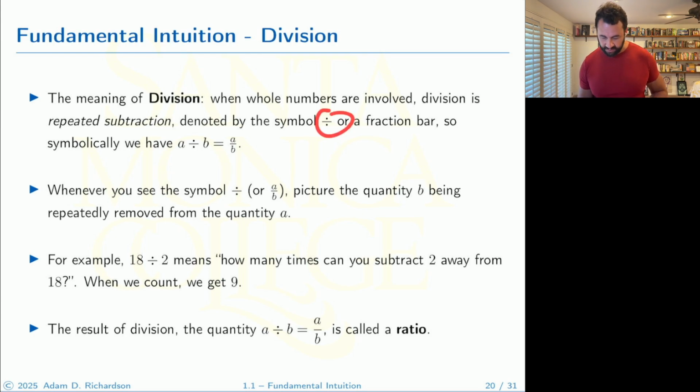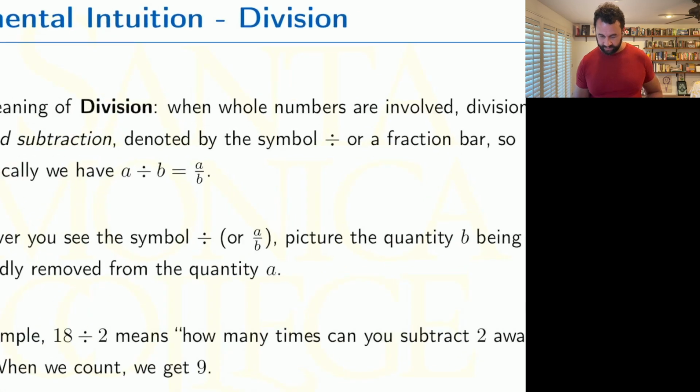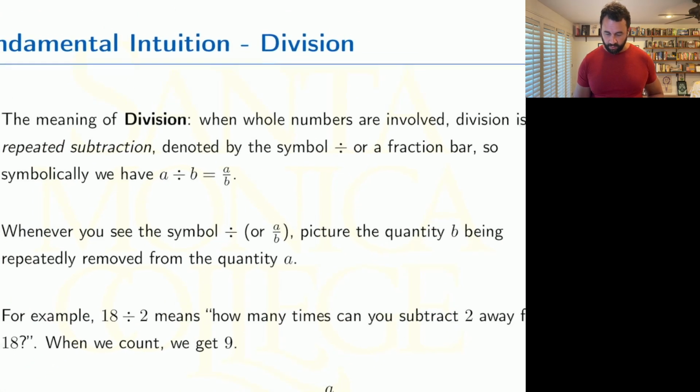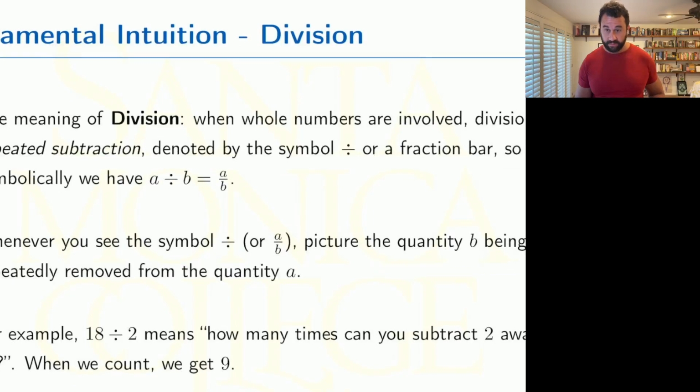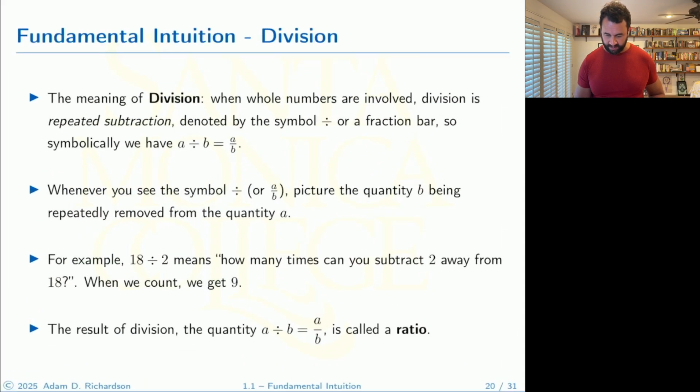And we use this symbol right here, or we'll use a fraction bar. Oops, I got to work on my zooming here. Or we can use a fraction bar. So symbolically, we have a divided by b equals a over b. And this is intentional. You can think about the little division symbol as a goes in the top and b goes in the bottom, and you get a over b. There you go. So that's what a divided by b means.